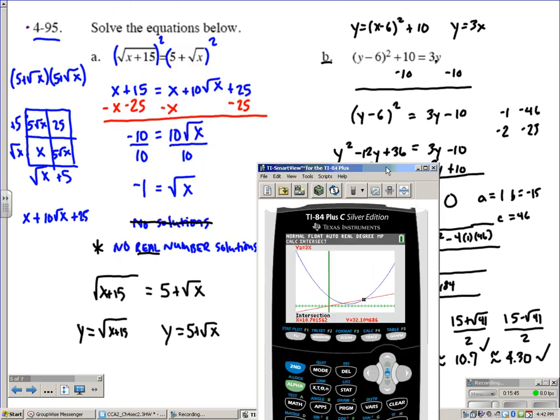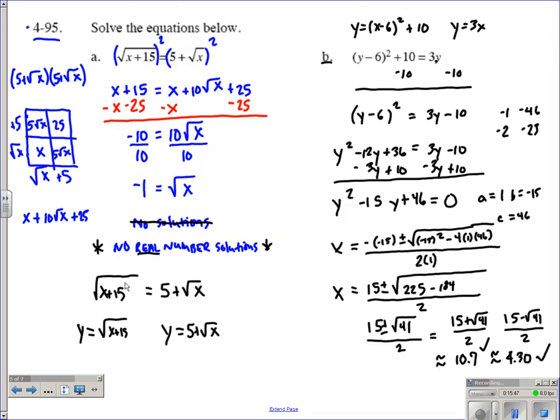For letter A, we ended up saying that there were no real number solutions because they did not intersect there. Those would be your two answers for problem 4-95.